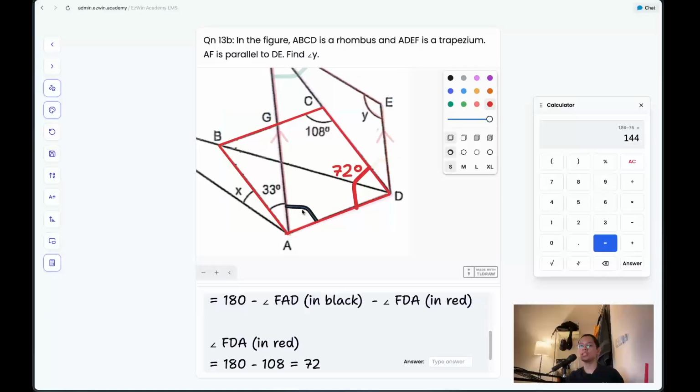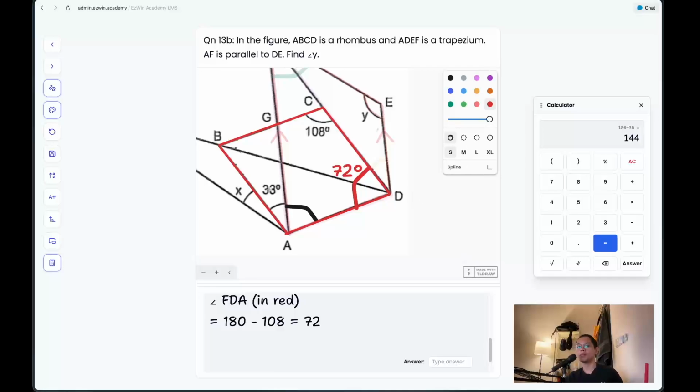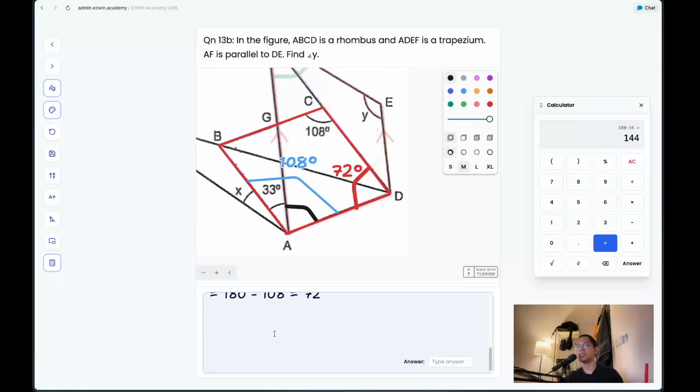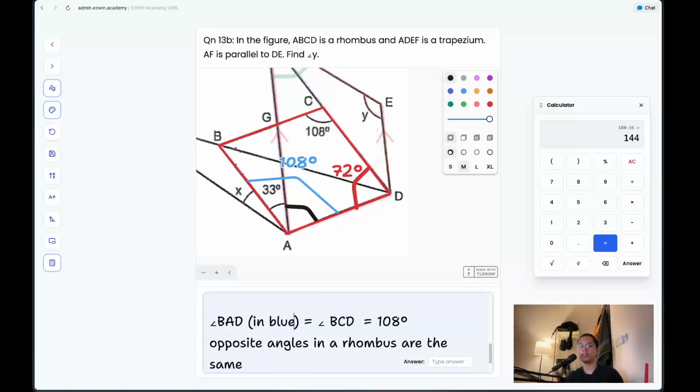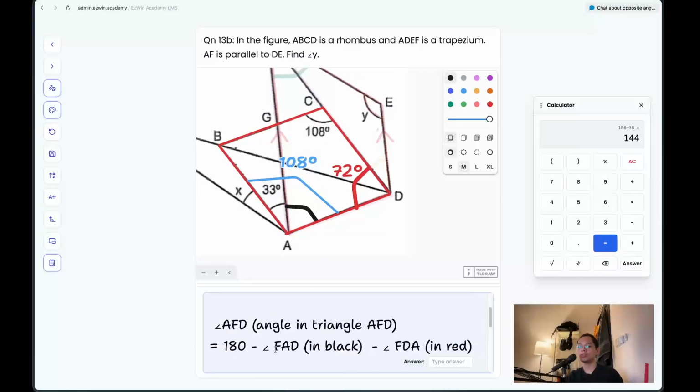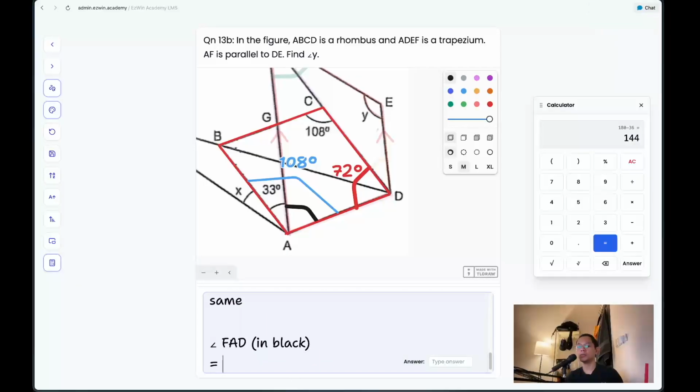Then we will also have this black angle over here. Since this black angle is also part of the rhombus, that means this angle, let me highlight it in light blue, is 108 degrees, which is angle BAD. BAD in blue is equal to angle BCD, which is 108 degrees, because opposite angles in a rhombus are the same. So with that, we can get angle FAD, in black, which is 108 minus 33, and this will give us 75 degrees.